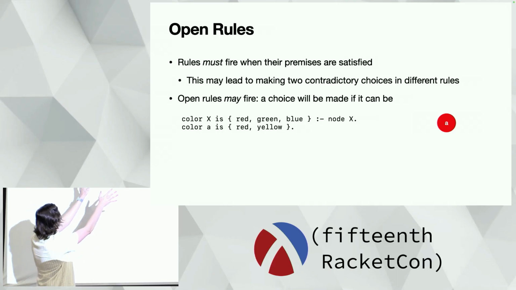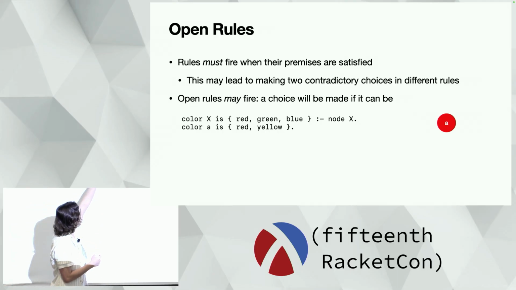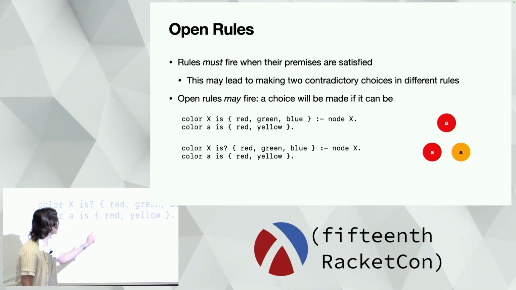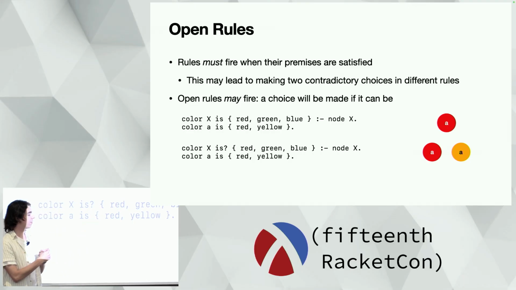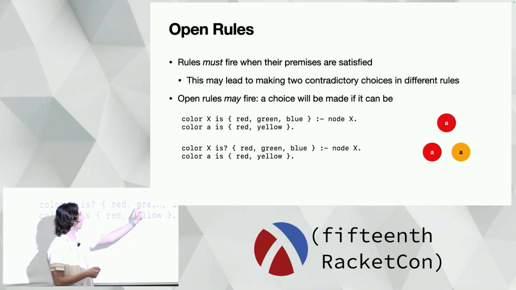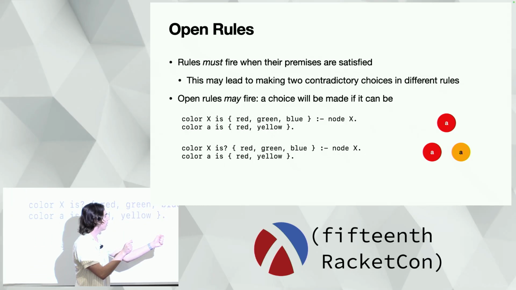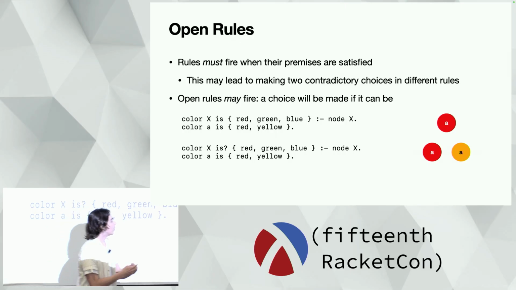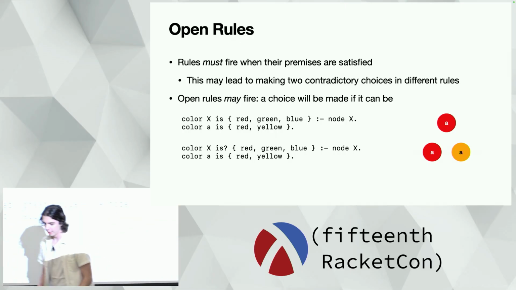So the only way that this rule actually tells us anything is it restricts us to only ever assigning the color red to the node A. To get around this, we introduce a notion of open rules, which are written with this question mark. This is sort of representing a choice that can be made. It does not have to be made. So we can select one of red, green, or blue for an arbitrary node. But for A specifically, we're going to pick definitely red or yellow. And so we can see both of these possibilities here.